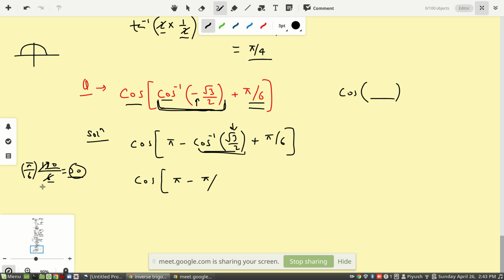So this is small information. If you are having any issue, then you can figure it out like that. So this is pi by 6, and then this is plus pi by 6. Minus pi by 6 plus pi by 6 is going to cancel, and finally you are getting cos pi. Now cos pi, anybody?